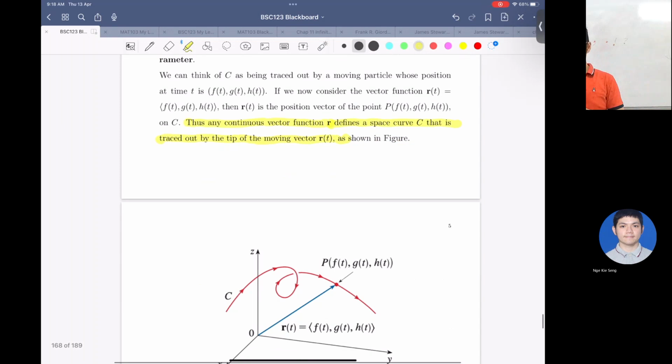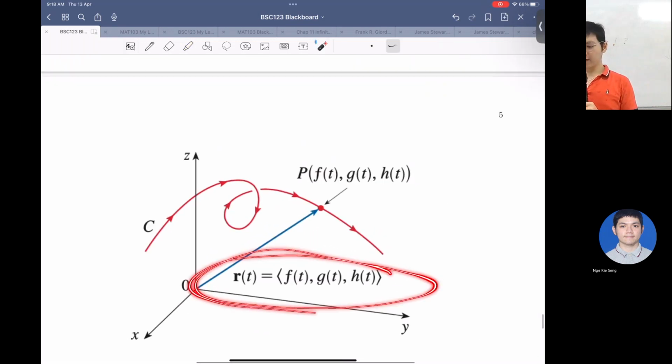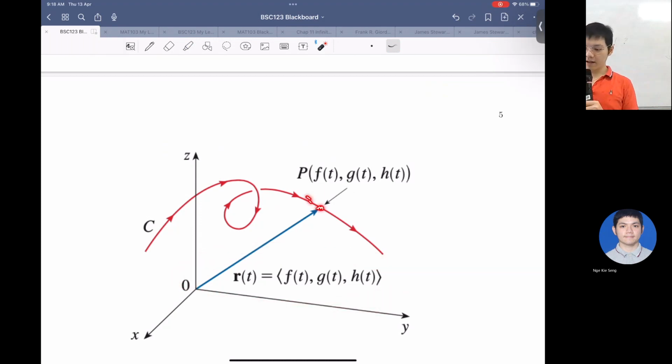For example, you have a vector function, and you consider all the positions and join them up together. This is the example we just worked out in quite some detail, so you should keep that example in mind whenever I talk about vector functions. Remember that I forgot to tell you the other part of the curve. So remember the example.